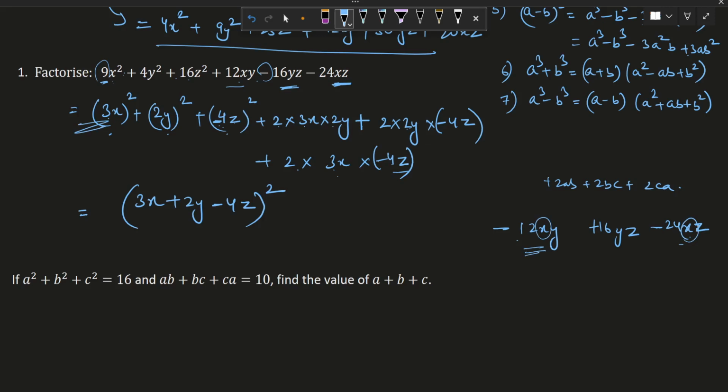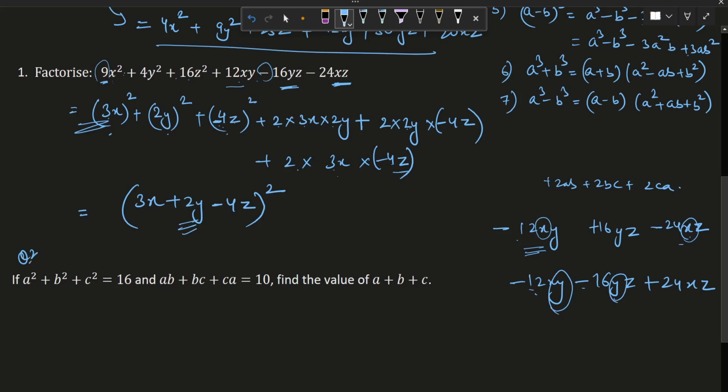Now suppose negative was with these two. So negative is repeating with which variable? Let's see. Y, where the negative is coming. So with the y term you put the negative sign. Clear? I hope this is clear, students. Now let's move to the next question.